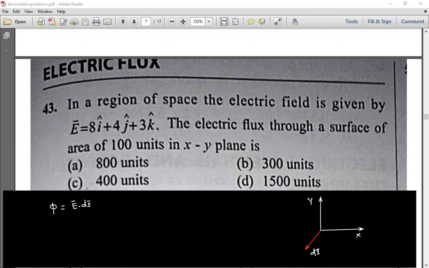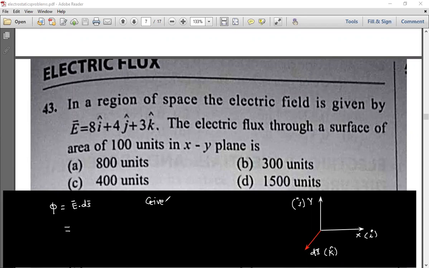Flux phi is equal to what? E bar dot ds bar. So what we have to do? We have to take the component, because x is i cap, y is j cap, and ds along z we can say k cap. Now just we have to find the dot product. That's it. So just substitute what is given here.